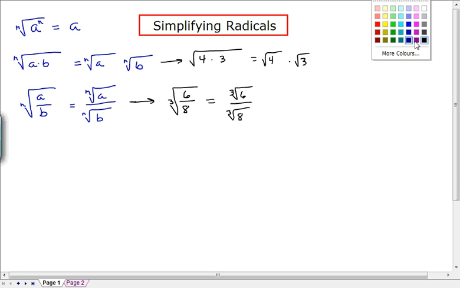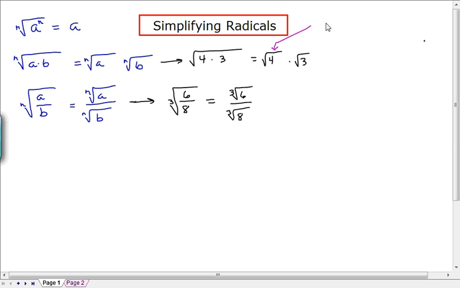But notice that the square root of 4 is 2. That is, the square root of 2 squared is 2 from this principle. So we could rewrite this as 2 square roots of 3. Now this radical expression has been simplified. The radical expression is simplified when this radicand is the smallest possible number.